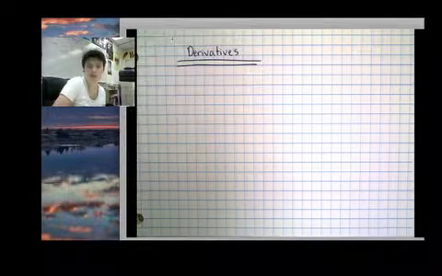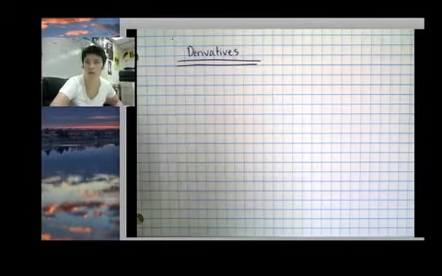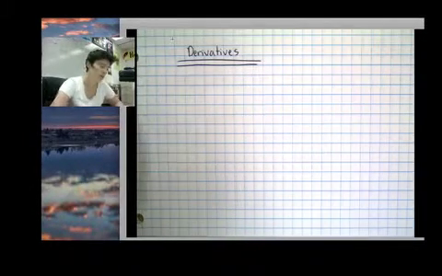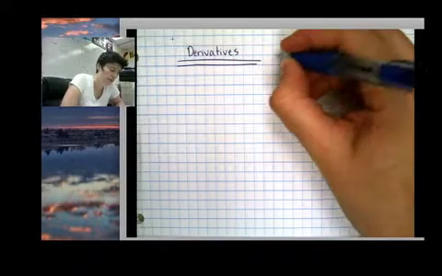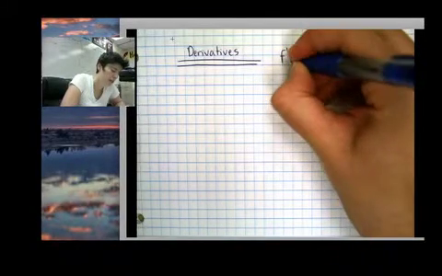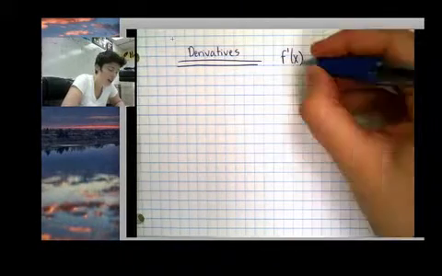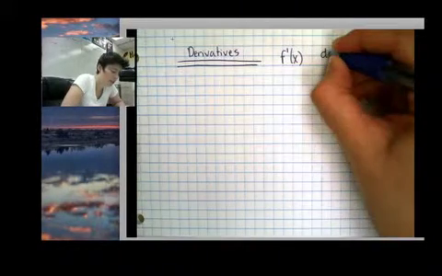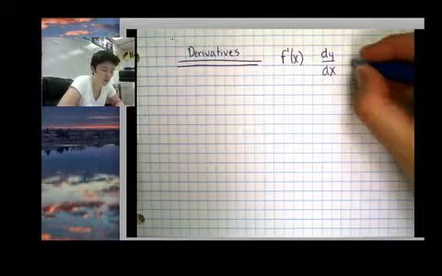We're going to review derivatives a little bit in this video and go through some of the basics from our first chapter on this. So we know that derivatives have a couple of notations. We can refer to the derivative as f prime of x, as dy dx, or sometimes we just simply call it y prime.